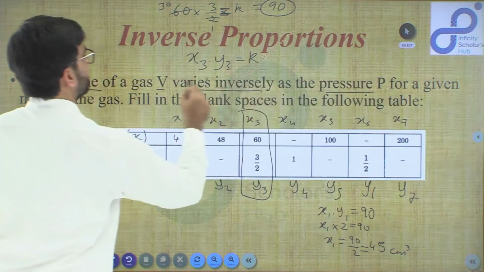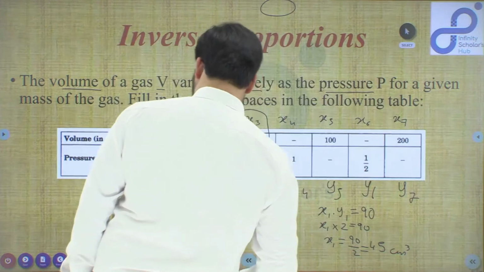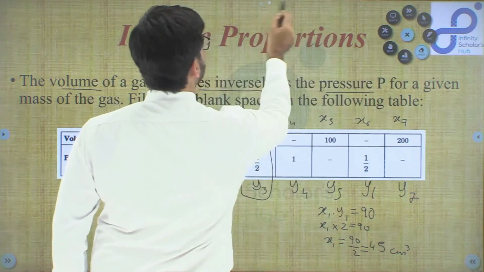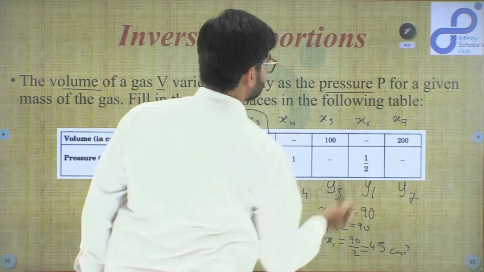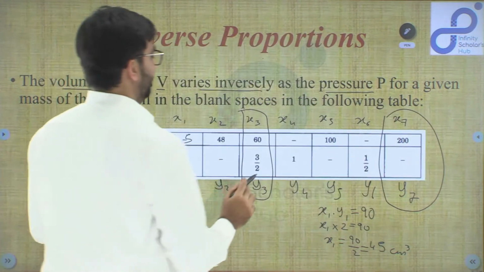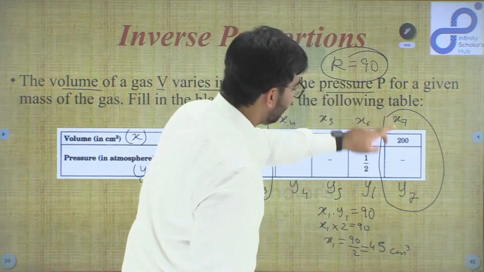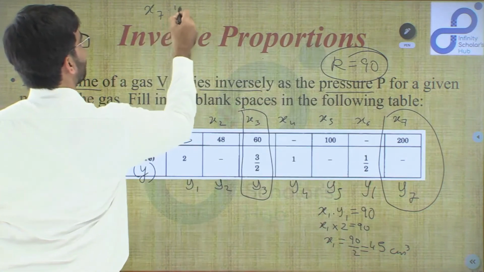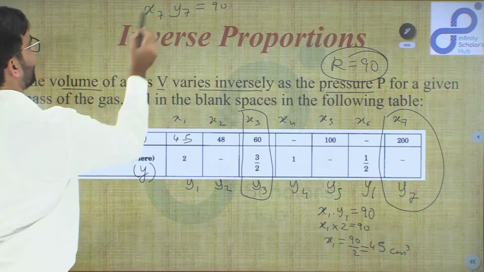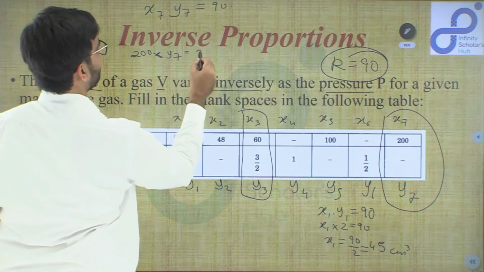Taking the next values, let's find out this value, y7. Since we know that our k is equals to what? Our k is equals to 90, right? So when I multiply x7 into y7, that should be equal to 90, right? So x7 given to me is 200. So I will replace this x7 with 200 multiplied by y7 equals to 90.